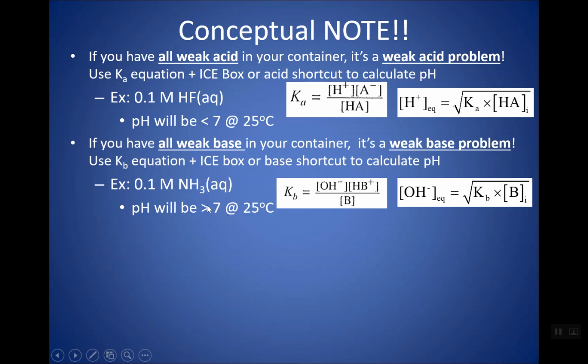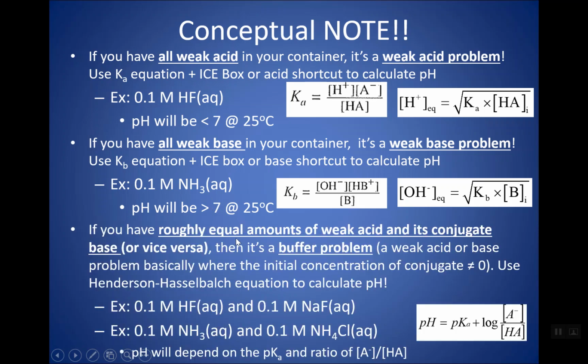If I add roughly equal amounts of a weak acid and its conjugate base, or a weak base and its conjugate acid, then it's a buffer problem. You can use that Henderson-Hasselbalch equation to calculate the pH, and if I have equal amounts, my pH will be my pKa. It doesn't have to be 7, it doesn't have to be neutral. It all depends on which acid-base pair you are using. The pH will depend on both the pKa and what amounts of acid and base you have in there. You could also do an icebox, but your initial concentrations of the conjugate are not 0. It is a common ion problem.